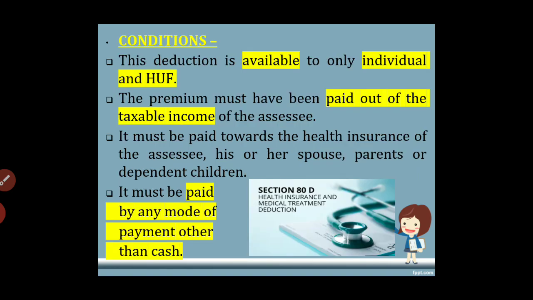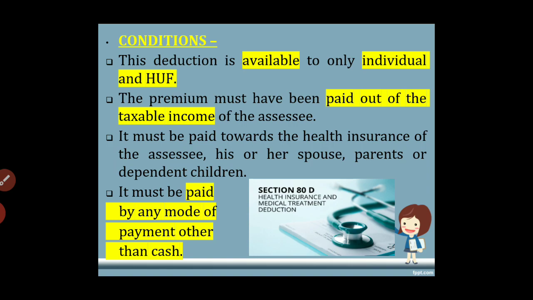Now, what are the basic conditions? Condition number 1, this deduction is available to only individual and HUF. That means this deduction is available to only an individual assessee or HUF assessee or any member of HUF. This deduction is not for a company or partnership firm, but an individual person or any member of HUF can avail this deduction.